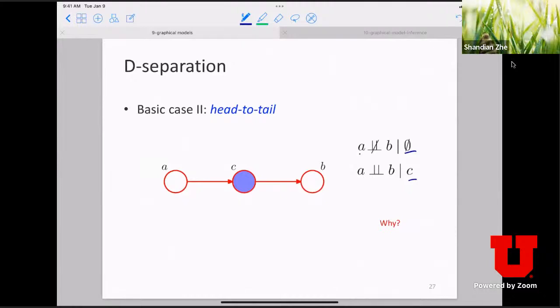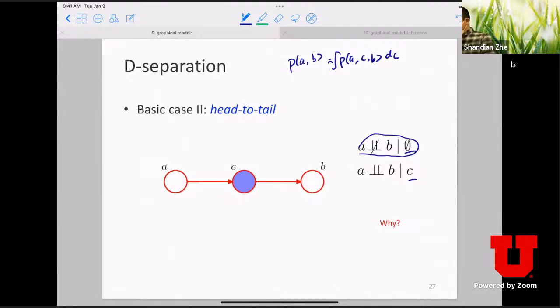If you want to test if this is correct, you just need to look at the joint probability of A and B. To do that, you have to marginalize out C in the joint probability of A, B, and C.